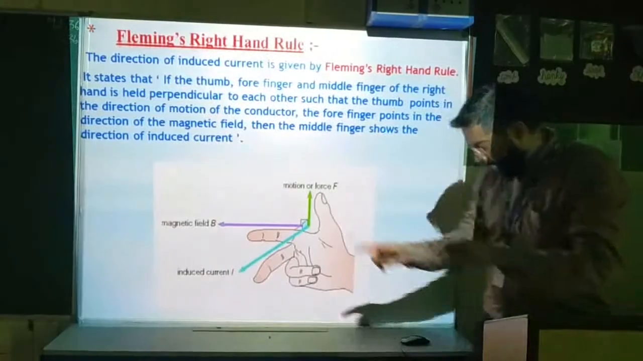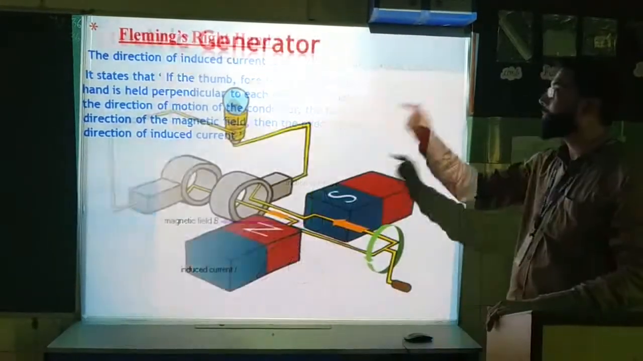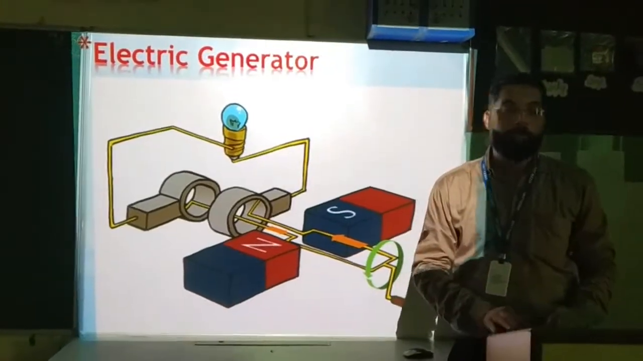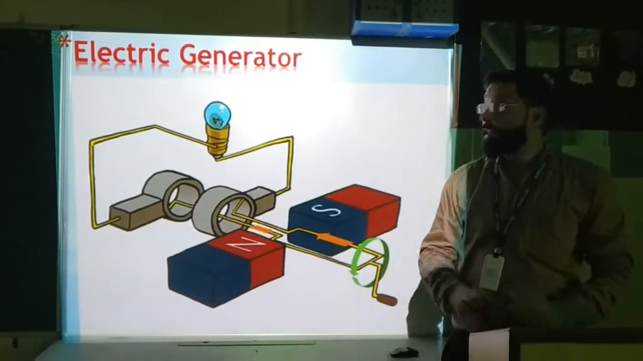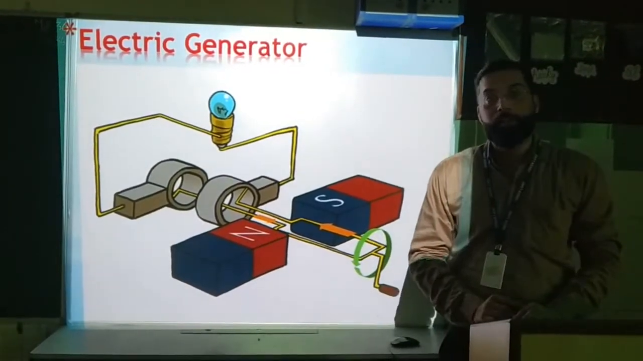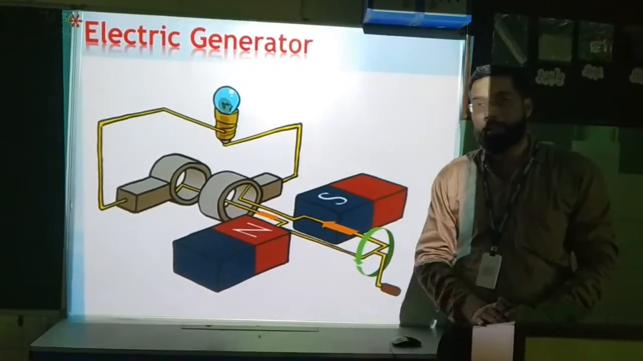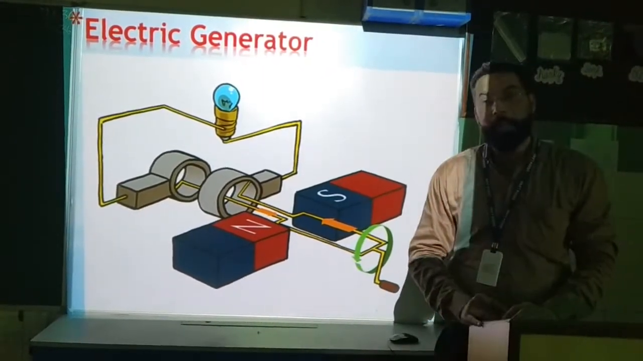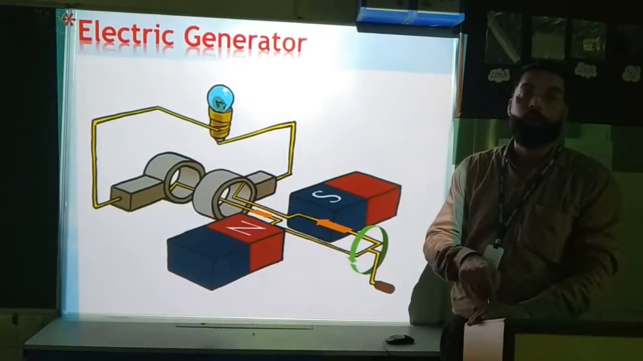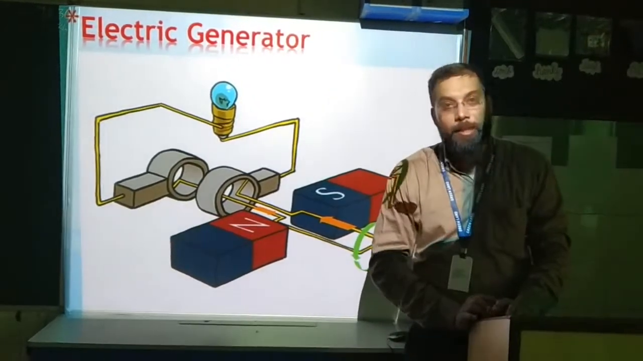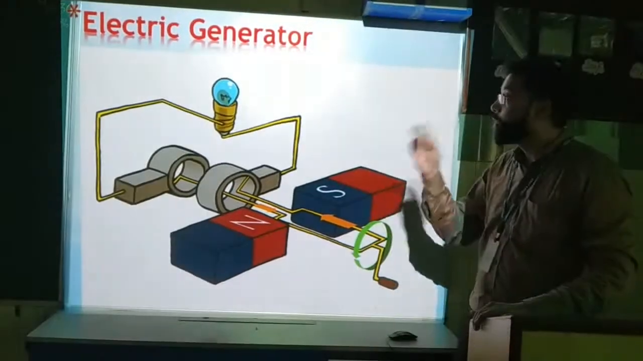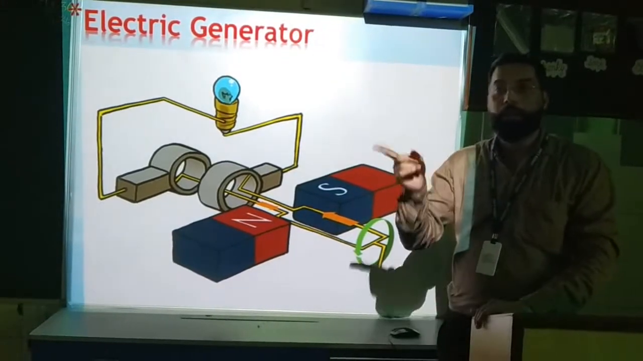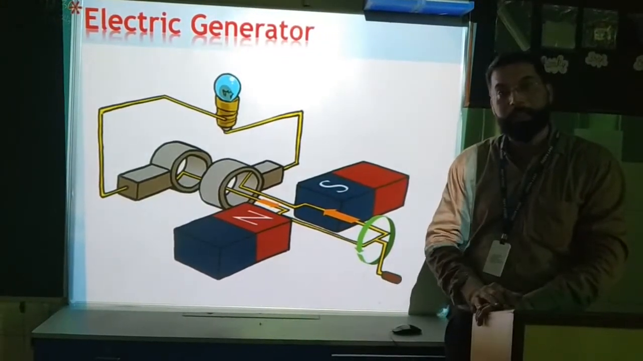Next one is electric generator. Now what is electric generator? Electric generator is a device which converts mechanical energy into electrical energy. Now on what principle does it depend? It is based on the principle of electromagnetic induction. There are two types of electric generator. One is AC generator, second one is DC generator.